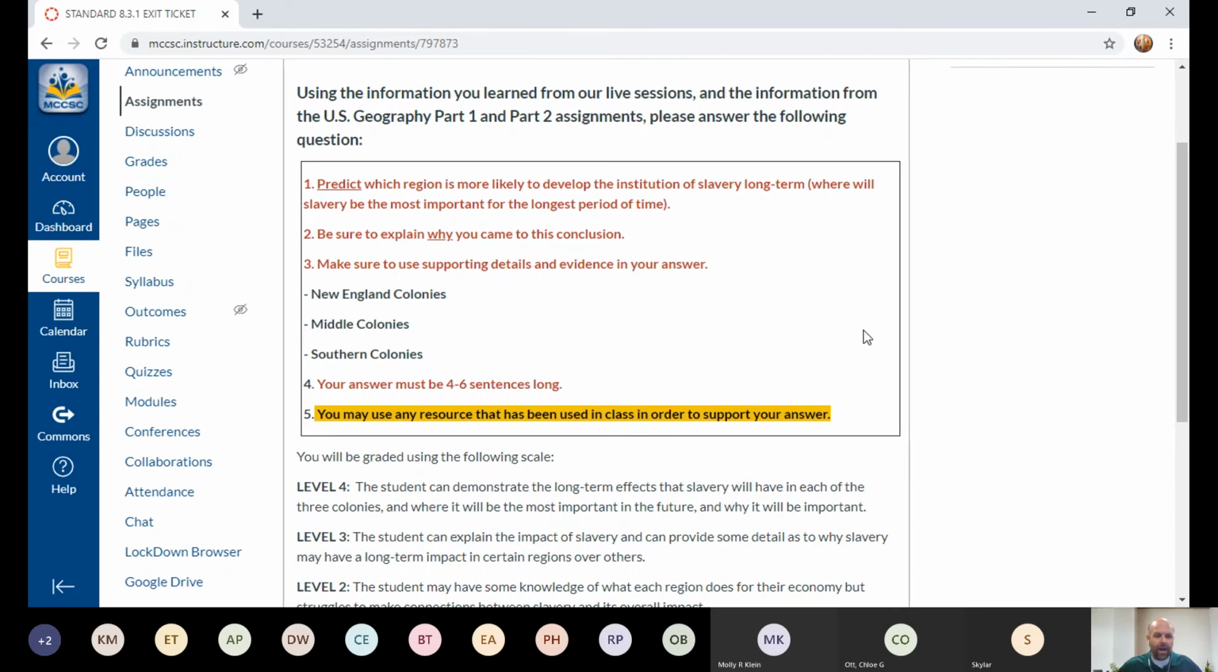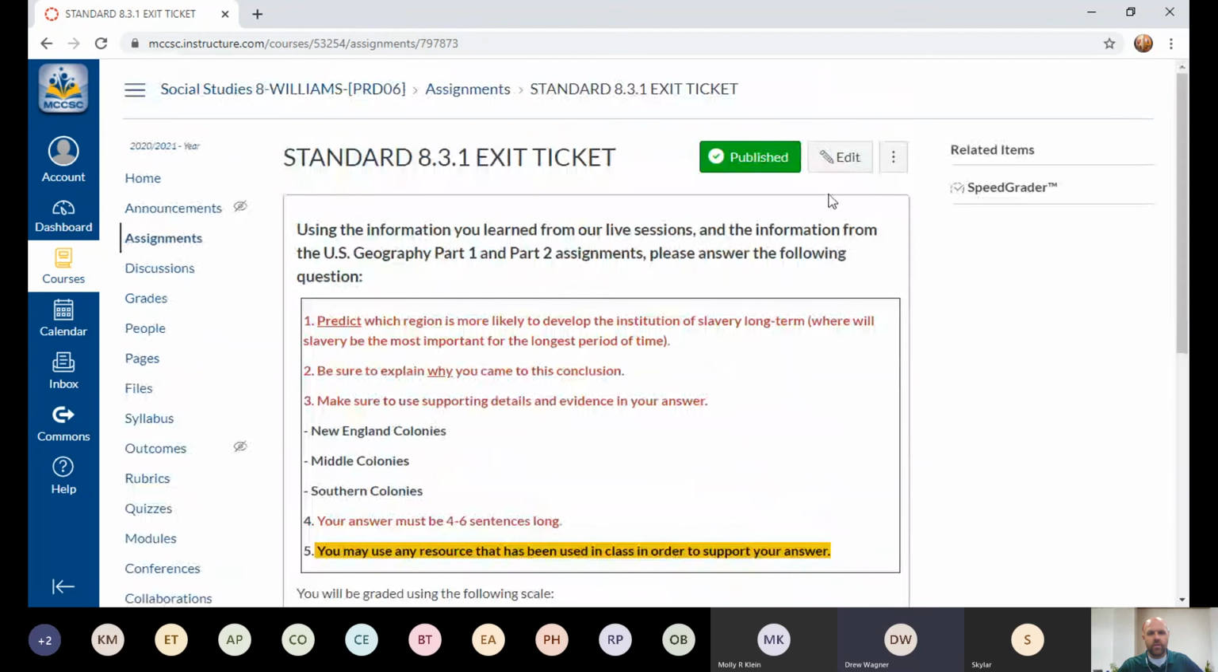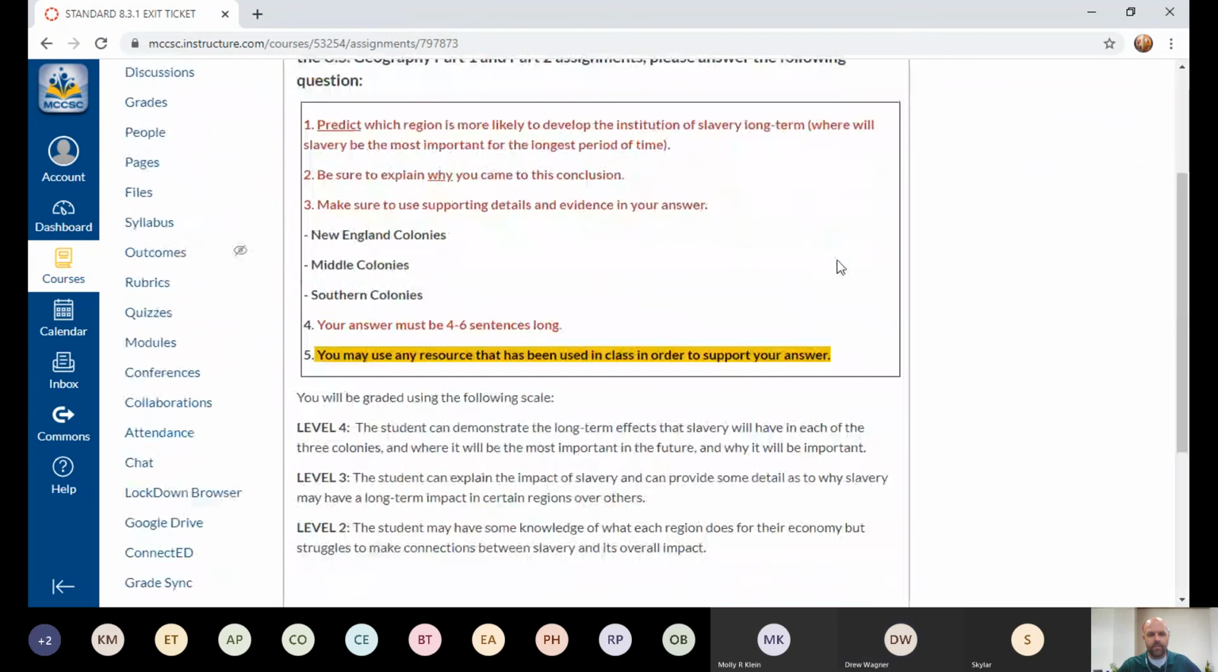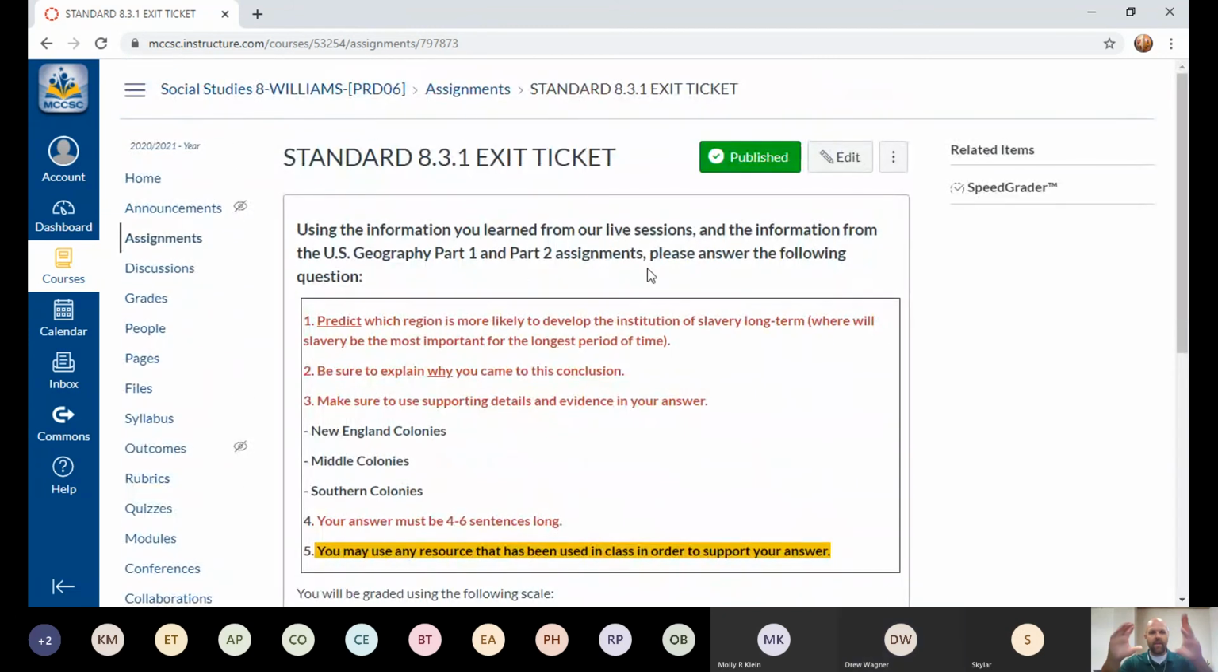What questions do you have right now about this exit ticket? Drew, you have your hand up. What's up? Do we write it down on a piece of paper and take a picture of it? Nope. Your version, you're going to see a submission. It's a text box. So when you click on the exit ticket, it's going to have a place for you to submit a text box response. Yeah. Okay, so you'll submit it directly into the assignment. You don't have to do anything separate, okay?